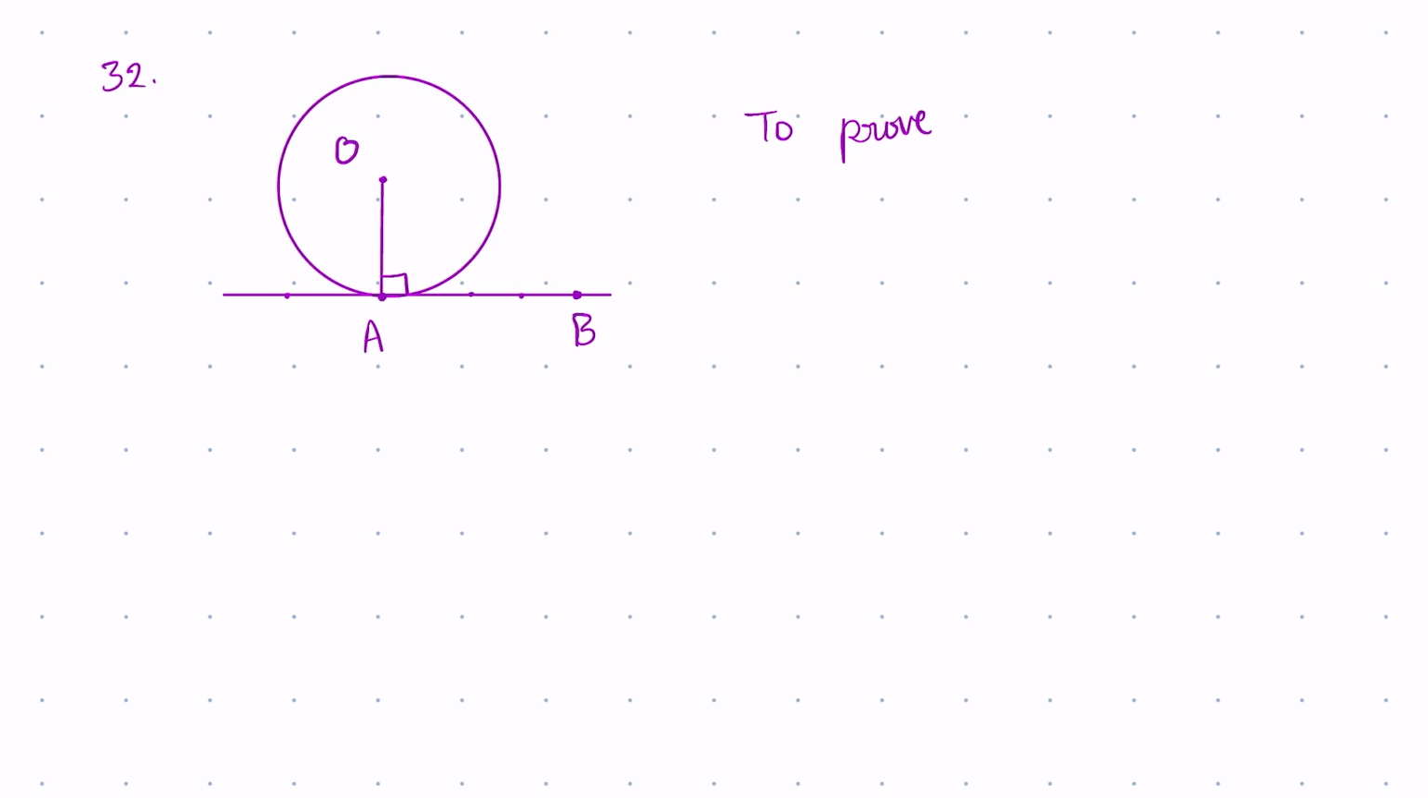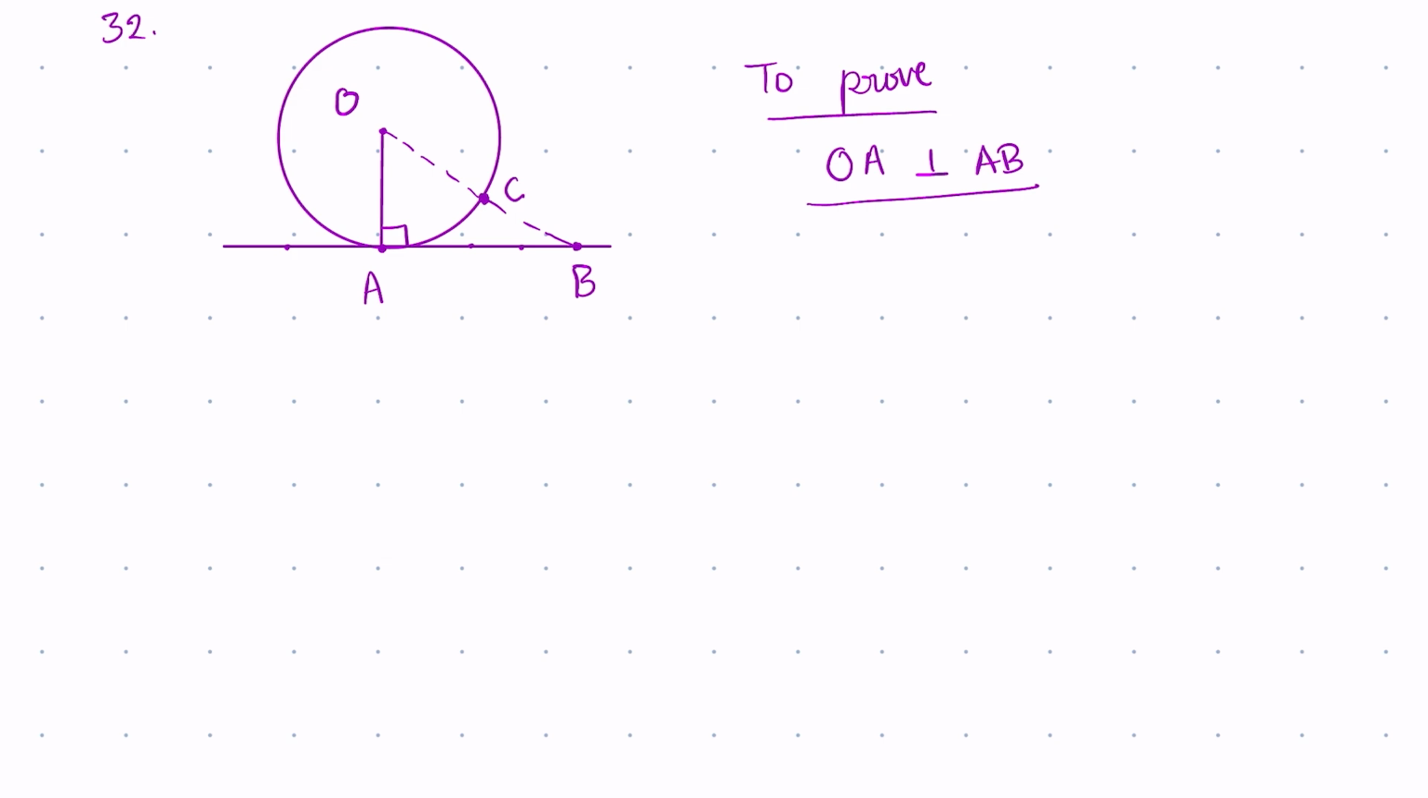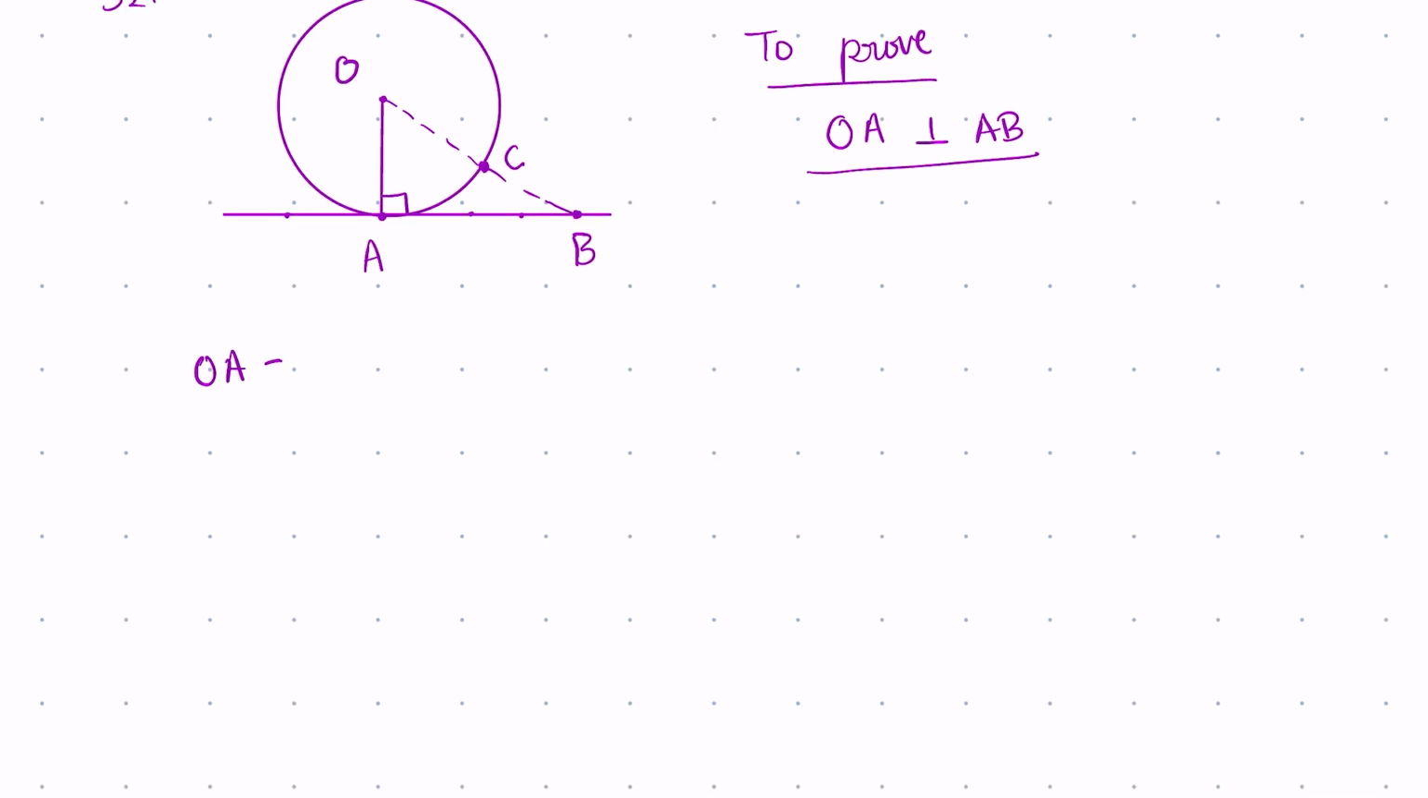So now let's join this. Okay, so we call this intersection point C. So what I want to prove is that OA is perpendicular to AB. Okay, that's all I want to prove. So how might we go about this? First thing, if you notice, the line segment OA is equal to OC. Why? Because those are the radii of the same circle, so obviously they must be equal.